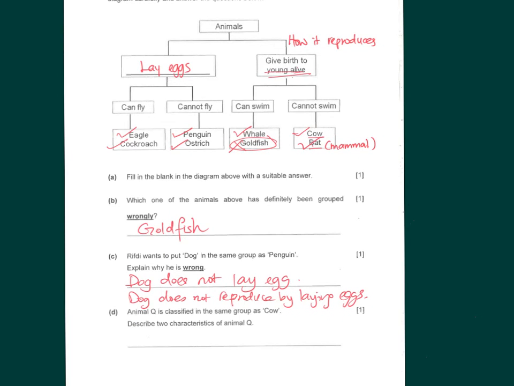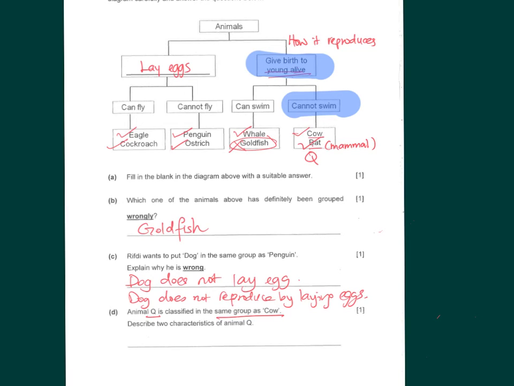Question D. Animal Q is classified in the same group as cow. So we put Q here, right? So describe two characteristics of Q. So obviously we just have to make use of the table to help us, right? So you need to know here that it gives birth, it cannot swim. So these are the two characteristics that you just have to list down. You do not have to come up with anything here. Just have to use the table to give you the characteristics.